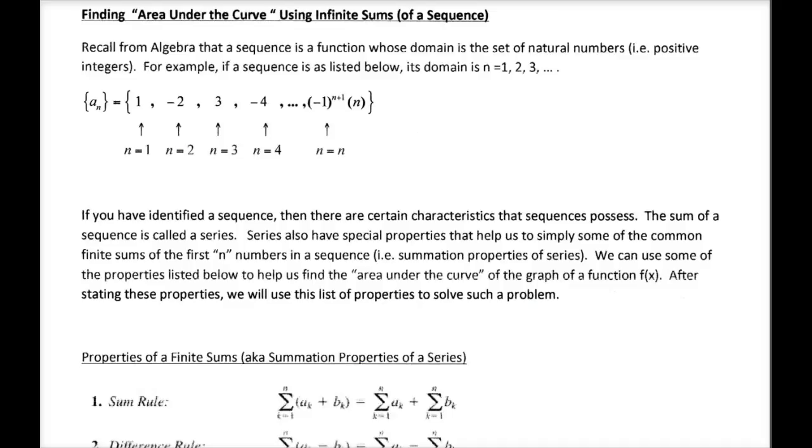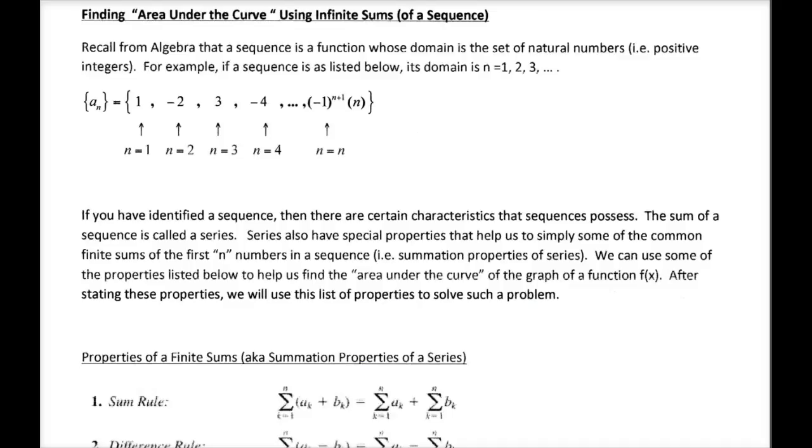All right, so to close this out, we now have the notation for being able to calculate the exact area under the curve using limit notation. But how are we actually going to do that? What we do is we borrow from algebra sequences, summation, and series to help us out.